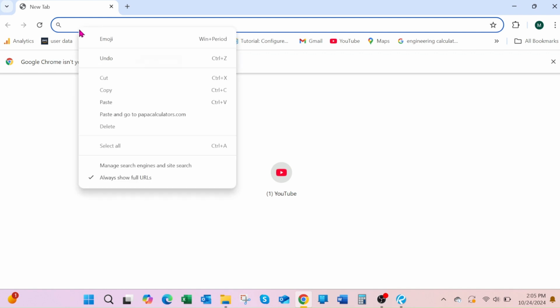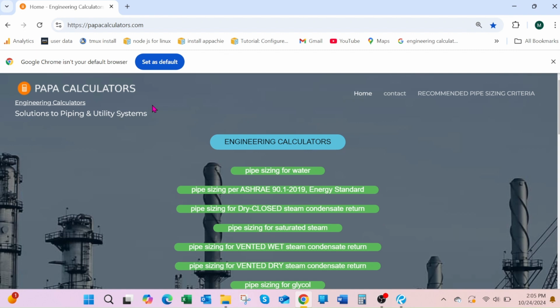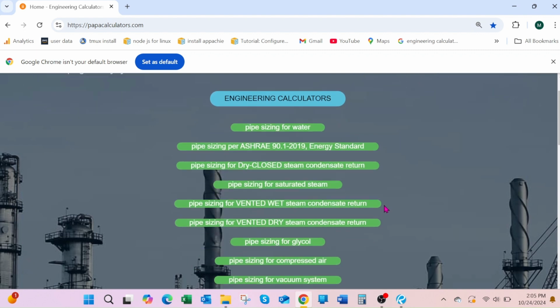Let's go to Google and search for a website called papicalculators.com. I put together this website and it is available for free. I will leave the link in the description. Clicking on the link, the website opens.